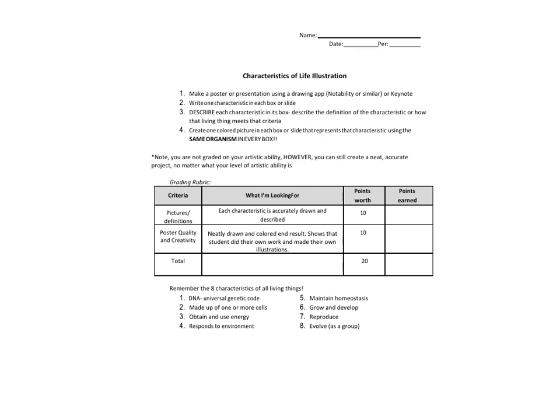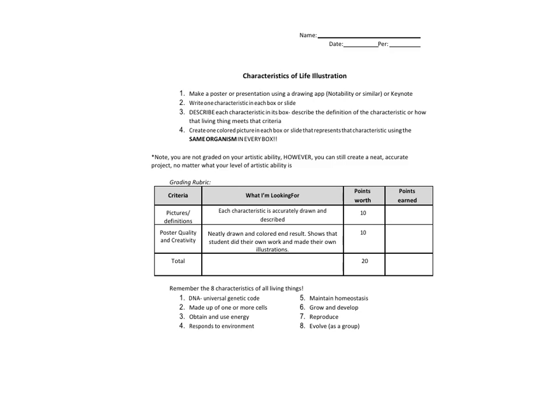I'm more concerned that you are actually looking at the characteristics of living things and that you can demonstrate you understand them. So write one characteristic in each box or slide. So whichever method you're doing, you should have 8 sections, whether it's 8 boxes on a paper or 8 slides on a Keynote, but you're going to have 8, one for each characteristic of living things.